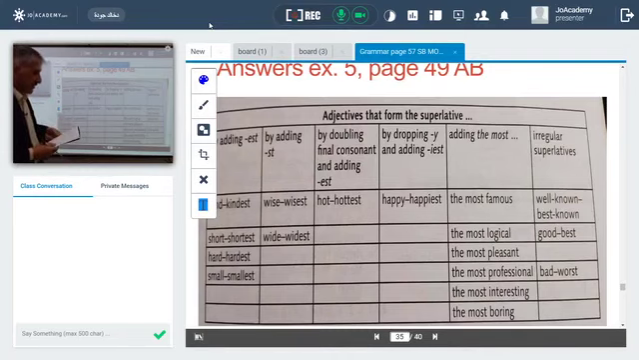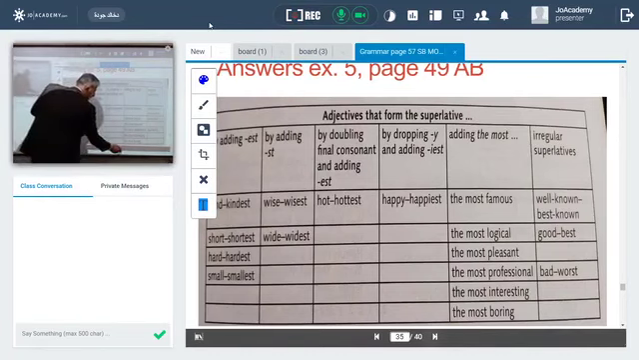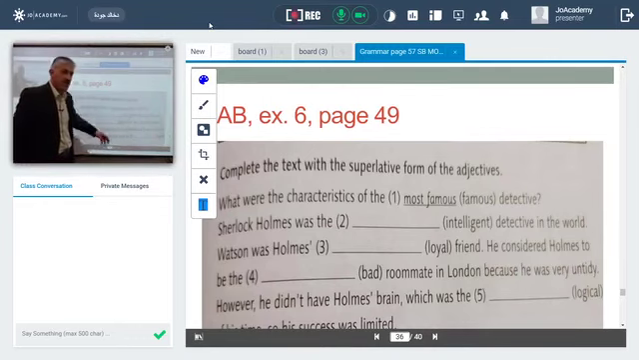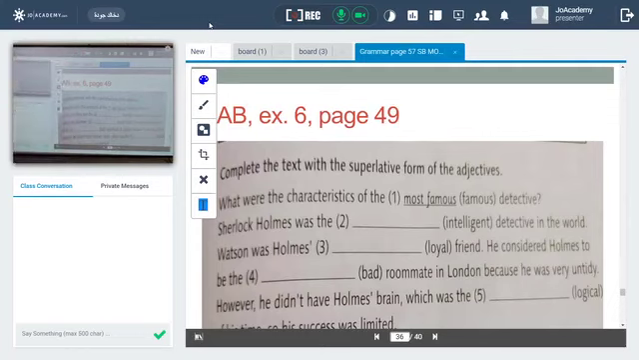So here we did the exercise. Check your answers to exercise number 5, page number 49, and make sure that you are writing in the right box. Let's go to the next exercise, exercise number 6. In this exercise, complete the text with the superlative form of the adjective. So we need to use the superlative of the adjectives in the brackets. Complete the text with the superlative form of the adjectives.